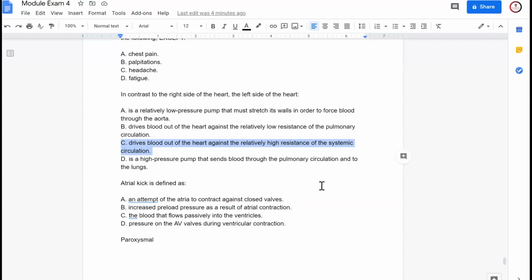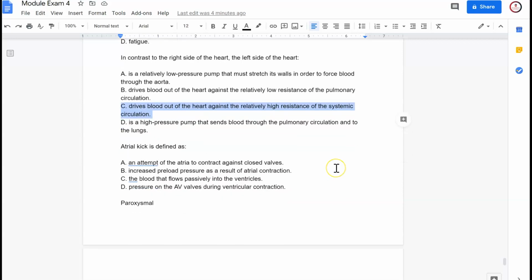Atrial kick is defined as an attempt of the atria to contract against closed valves. No. Increased preload pressure as a result of atrial contraction. Yes. Blood that flows passively to the ventricles. No. That's what you get without atrial kick. Pressure on the AV valves during ventricular contraction. No. Best answer is B.